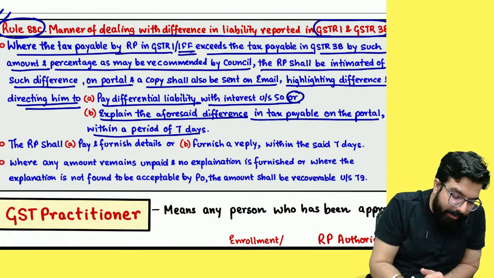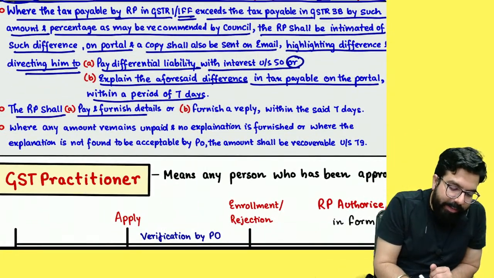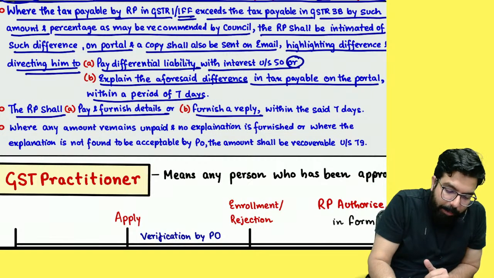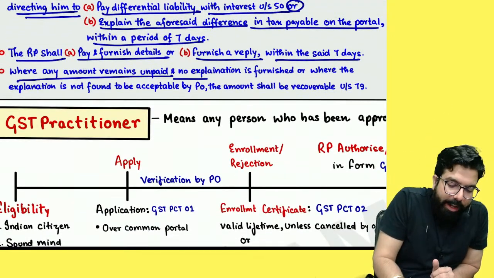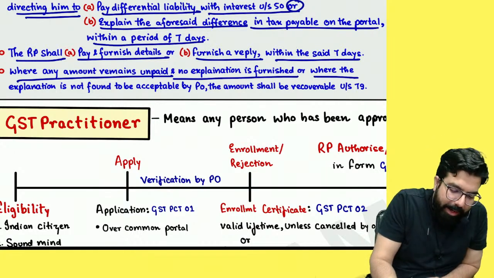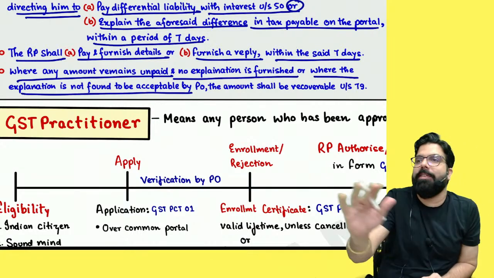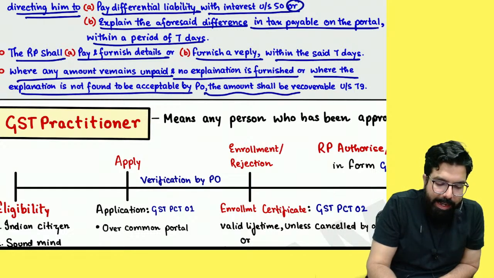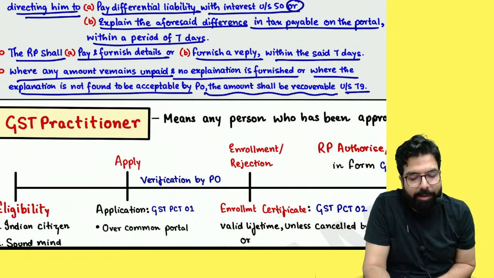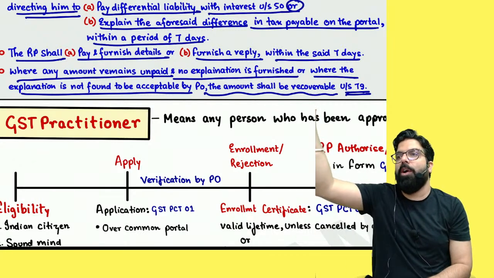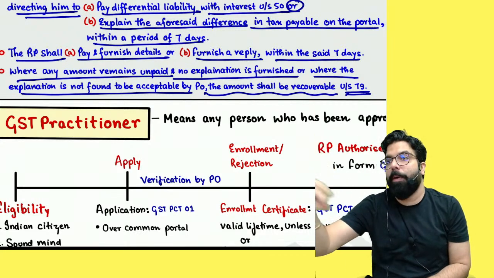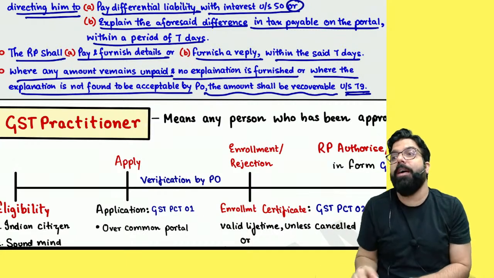Within how many days? The registered person shall either pay or give a reply within how many days? If you don't pay, or explanation is not given, or your explanation is not acceptable, then they will recover the amount from you under section number 79. Section 79 you will learn in CA Final: they will hang you upside down and take out all the money. Movable property, immovable property, everything will be sold and they will recover the money.